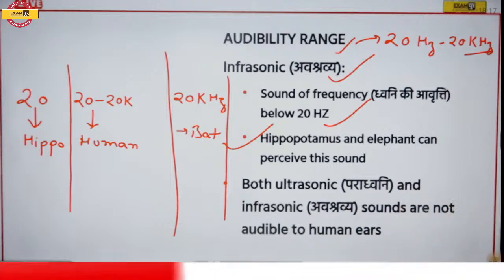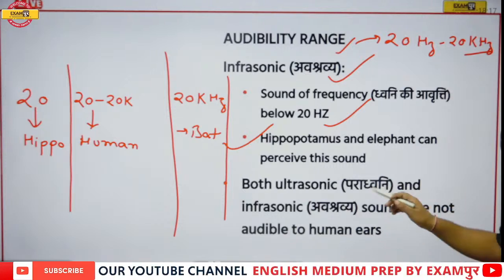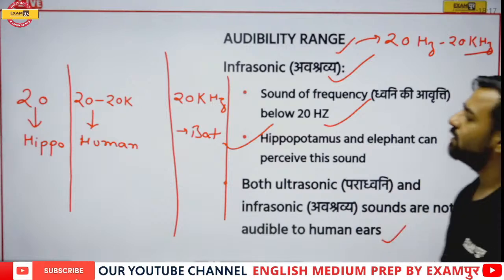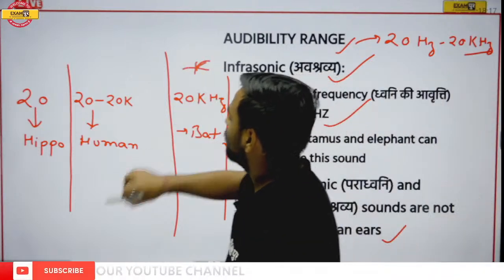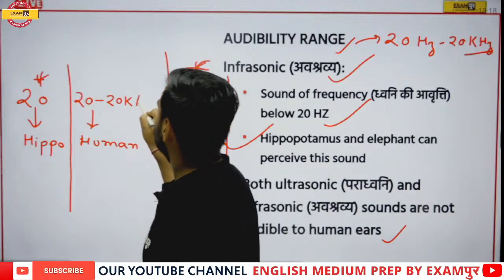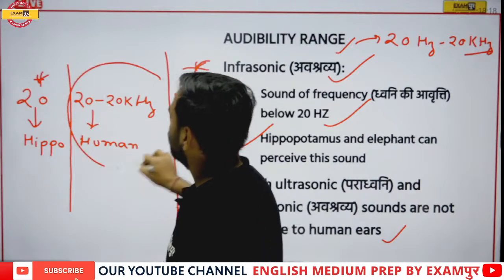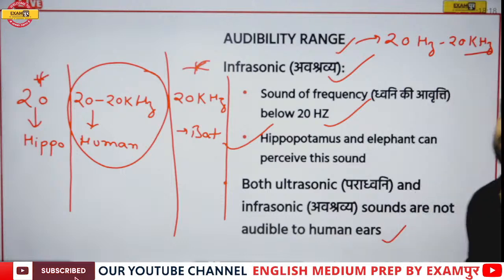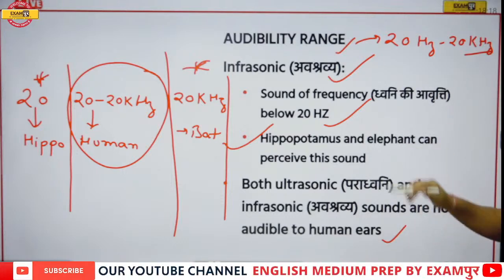Here hippopotamuses and elephants can perceive the sound. Both ultrasonic and infrasonic sounds are not audible to human ears. That is, we can neither hear this range nor this range, but we are under this particular range, that is 20 to 20,000 hertz. Fine. So yes, this is the part.